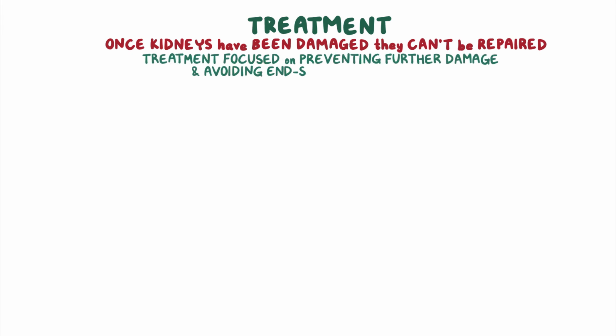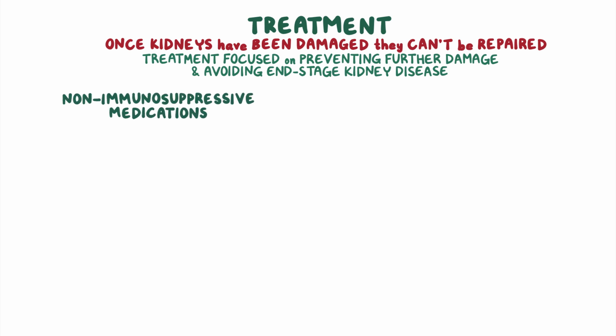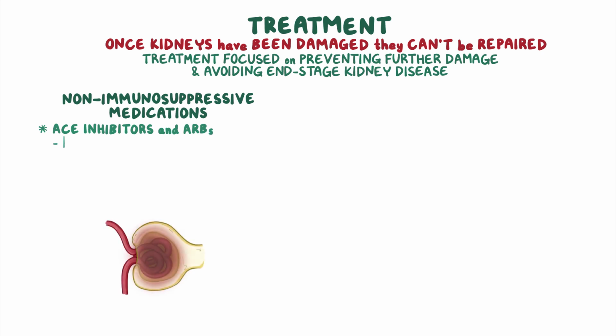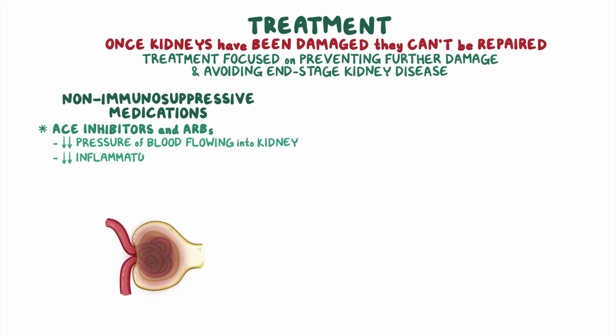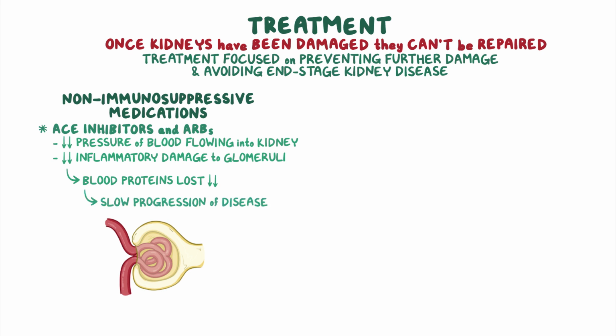Once the kidneys have been damaged, they can't be repaired. So treatment is mainly focused on preventing further damage and avoiding end-stage kidney disease. This can be done two ways. Non-immunosuppressive medications that reduce blood pressure and scarring in the glomeruli, specifically ACE inhibitors and angiotensin receptor blockers, or ARBs, are the cornerstone of treatment. These medications help by reducing the pressure of blood flowing into the kidneys and decreasing the amount of inflammatory damage in the glomeruli. As a result, the amount of blood proteins lost into the urine usually decreases. Reducing the amount of proteinuria slows progression of the disease.